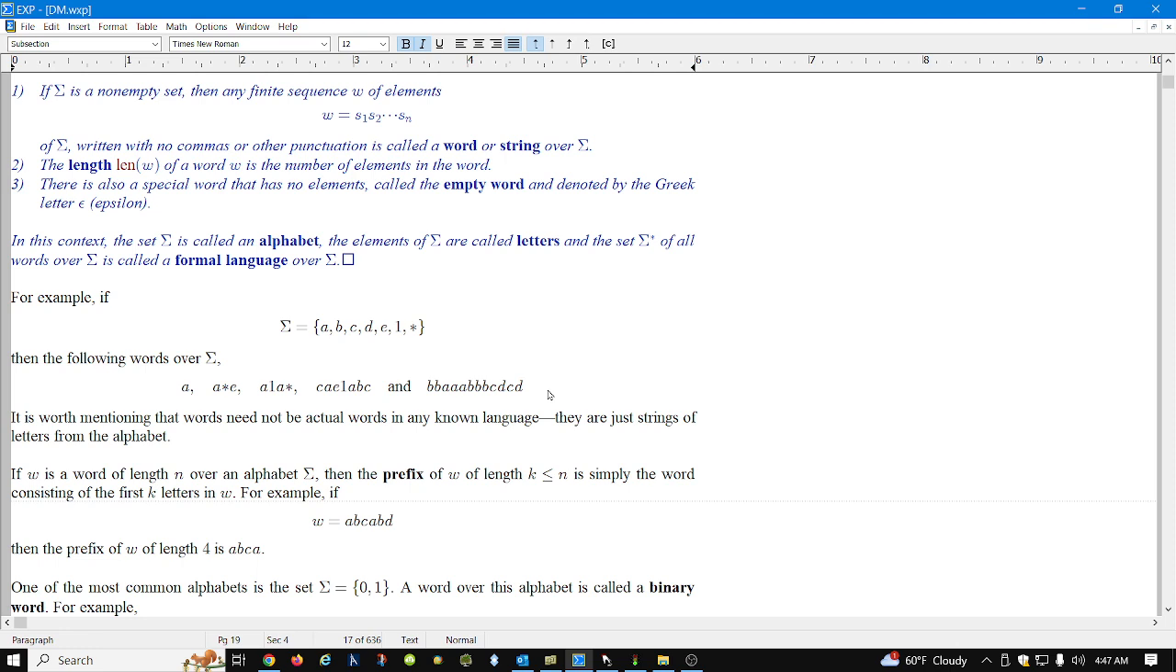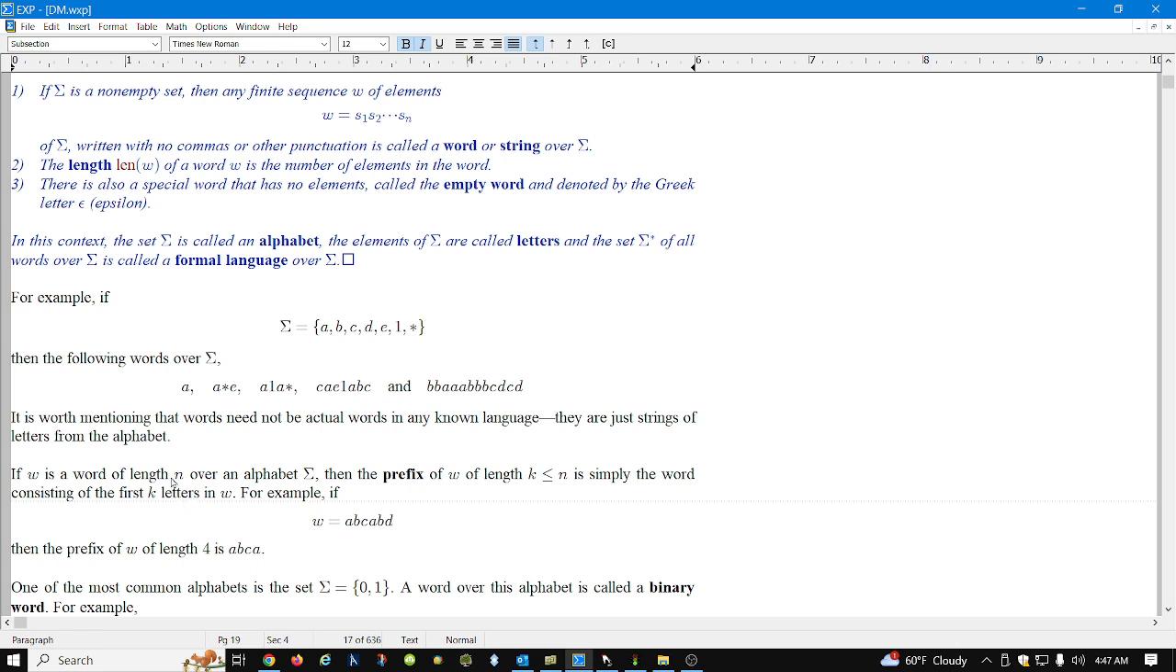And I suppose it's worth mentioning, sometimes I see a little confusion. The fact that we use the term word doesn't mean these have to be words from any particular language. This is a very simple formal definition. Words can be any strings of letters from the alphabet.